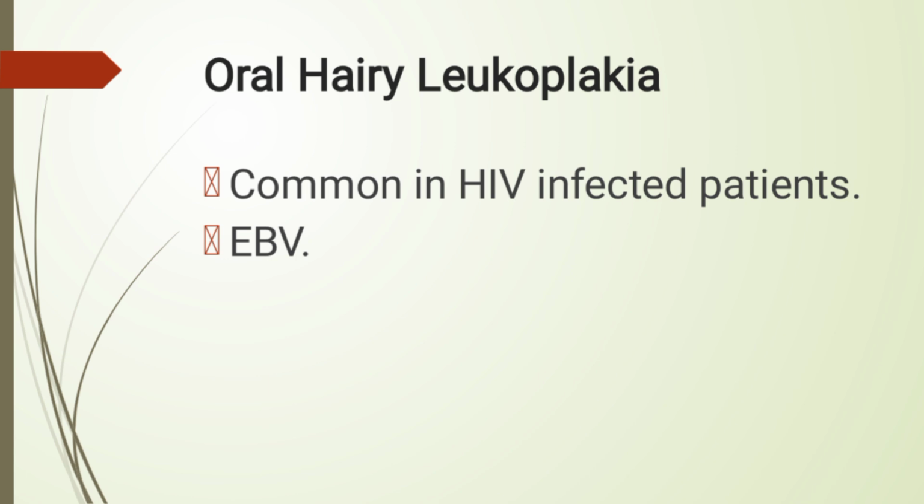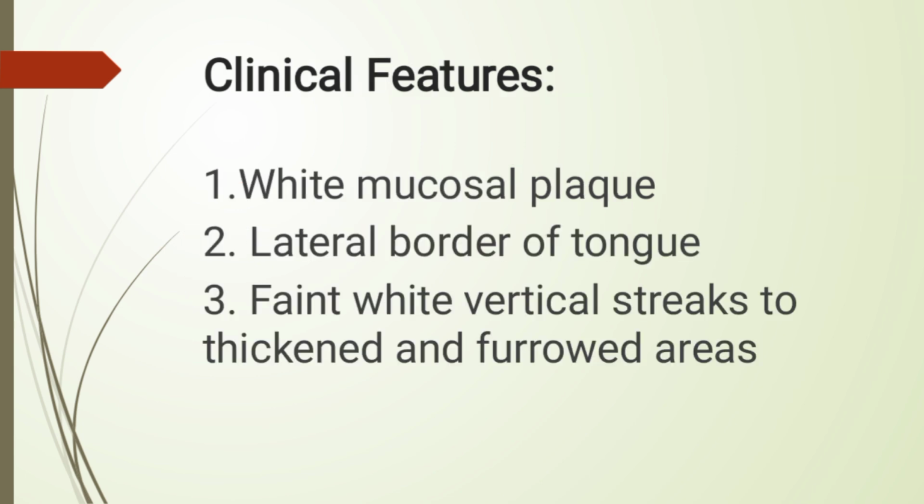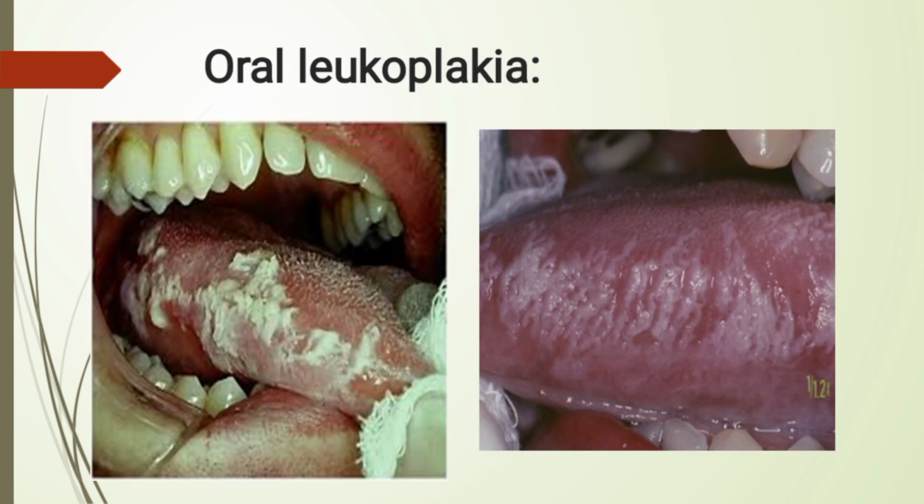It is basically common in patients who are infected by HIV or Epstein-Barr virus. Moving towards how it looks, the picture which I want to show you is very clear, so you can learn from it. Number one, the location is the lateral border of the tongue. They have very thick white mucosal plaques.